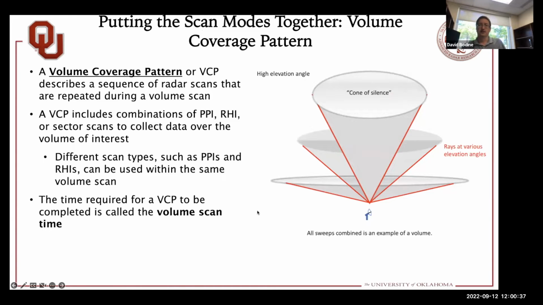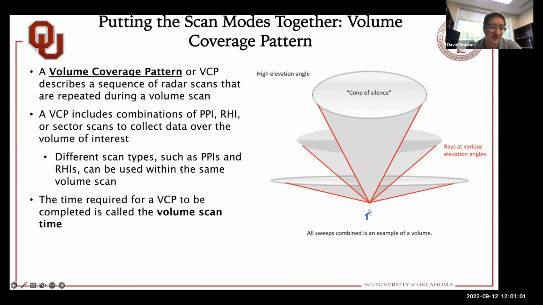So putting this all together, the way this is done is through using a volume coverage pattern. So a volume coverage pattern, or VCP, describes a sequence of radar scans that you plan out and you do throughout the volume scan. So this can be a combination of PPI scans, RHI scans, or sector scans over your volume of interest.